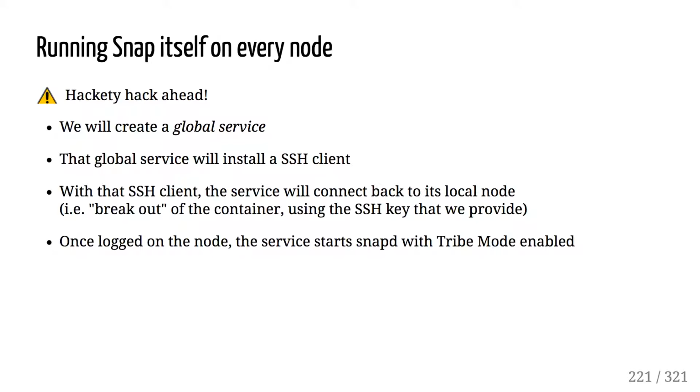So we need to run Snap on every node. And then I'm going to show you probably the worst Docker hack ever, because we need to get Snap running on every node, but on the host itself, not in a container. So what I'm going to do is create a global service running on every node. And this global service will use SSH to connect back to the host and start Snap on the host.